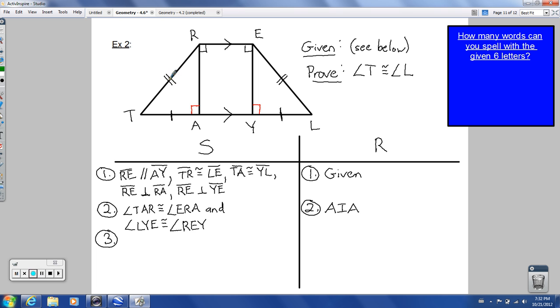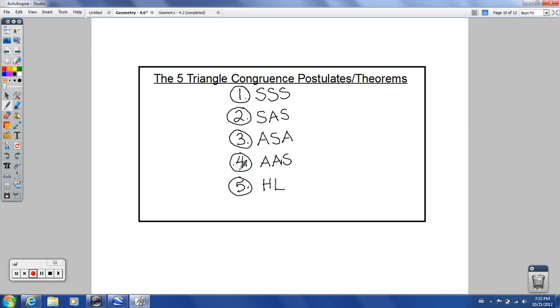What I see here is side, side, and non-included angle, and side, side, non-included angle. Oh man, can't do it. Side, side, angle doesn't work. But hold on. Side, side, angle, when that angle is a right angle, which is what we have here, then we call that hypotenuse leg.